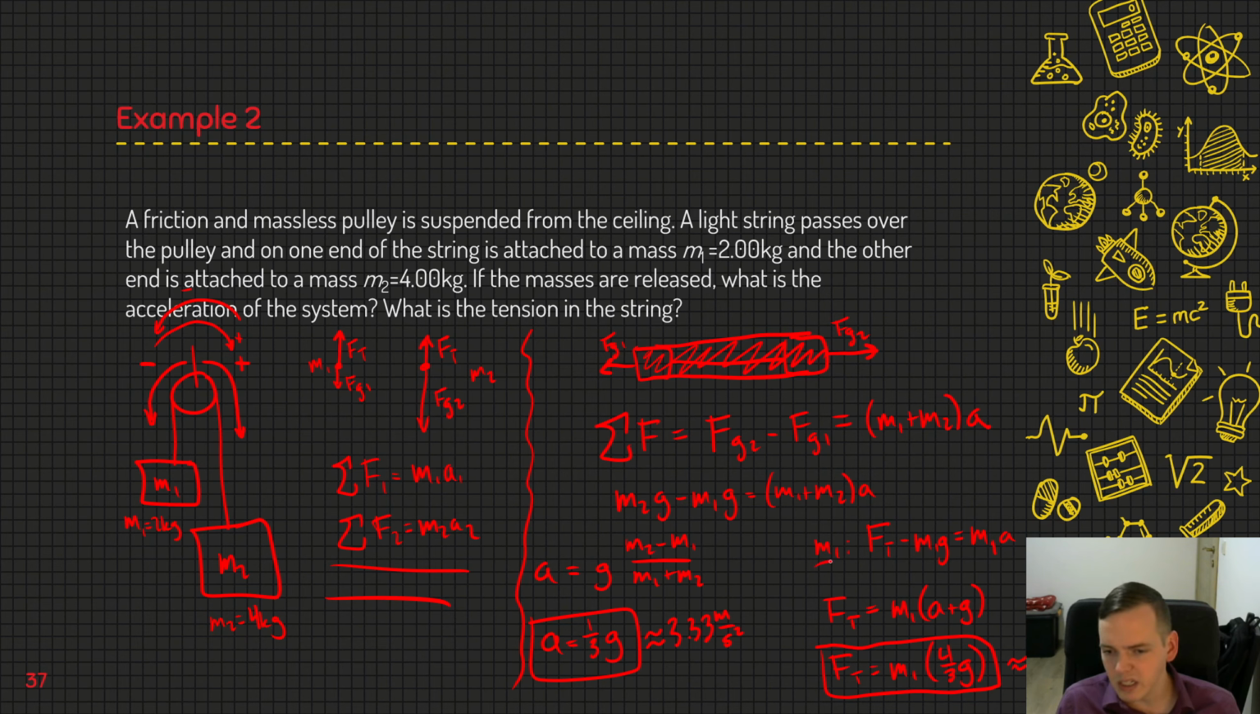So you notice we did need to introduce a second equation for FT, but that was just looking at one of them rather than both. So this is a second example of the kinds of problems that we can solve with dynamics involving Atwood's machines.